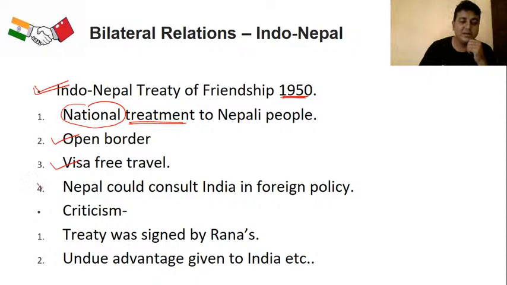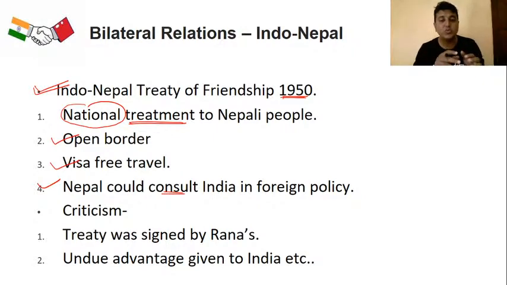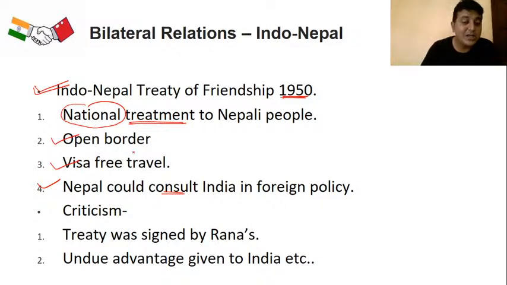Next thing in that agreement was that Nepal could consult India in designing its foreign policy. The word is consult. It is not a compulsory thing. And why is it so? Because at that time, in 1950, Nepal was not that powerful a country, but India was. So Nepal was fearful of China, and that's why they said that whatever the foreign policy is, we are going to discuss it with India. And you know that earlier British India also influenced Nepal and Nepal's foreign policy.